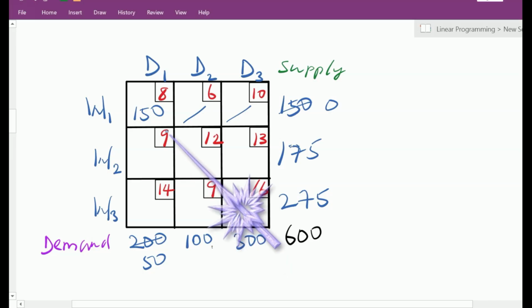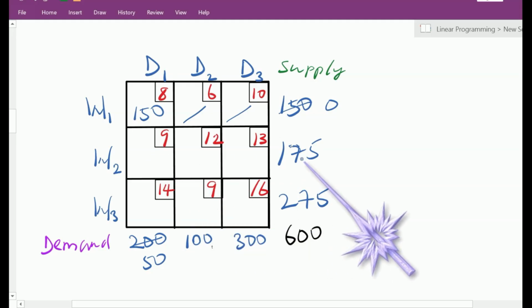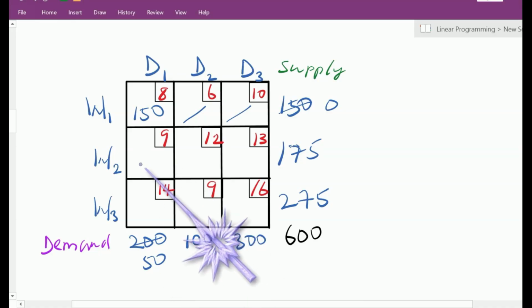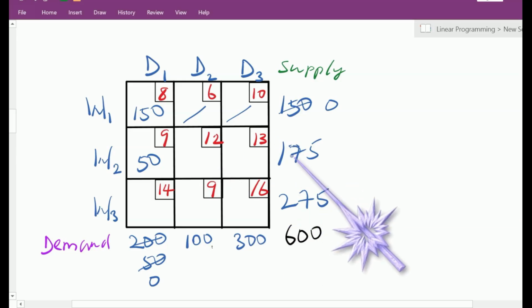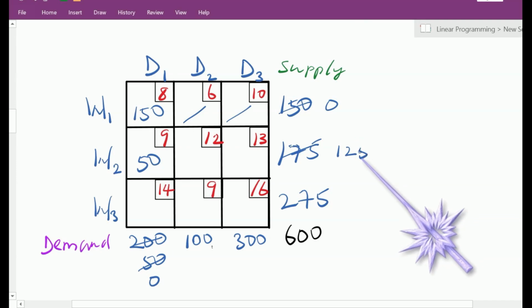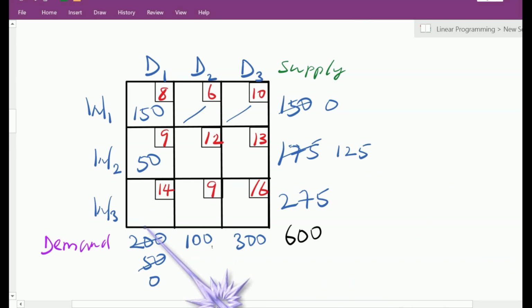Then you go next to this. At this point, the demand is 50 and the supply is 175. You take the lesser value, 50, so we write 50 there. The demand becomes 0, and you remove the same 50 from the supply, which will be 125. Then the column that has exhausted its allocation, you cross it out.